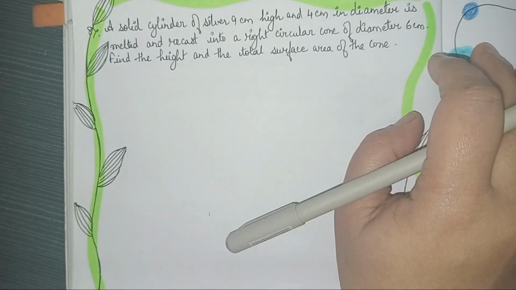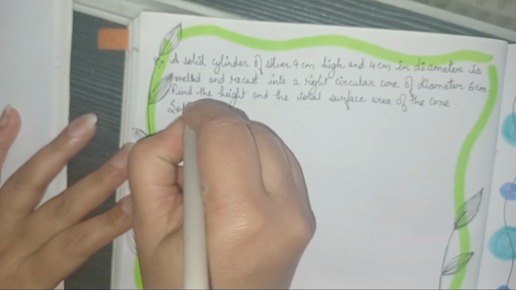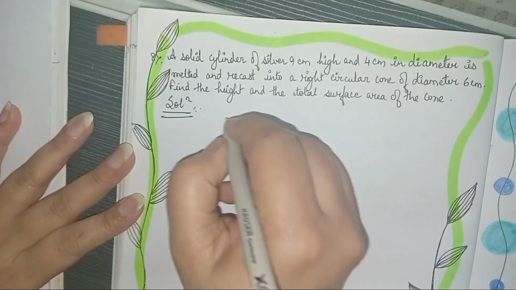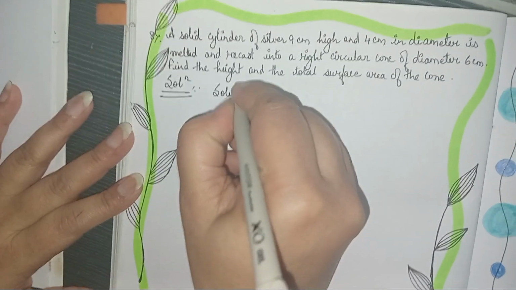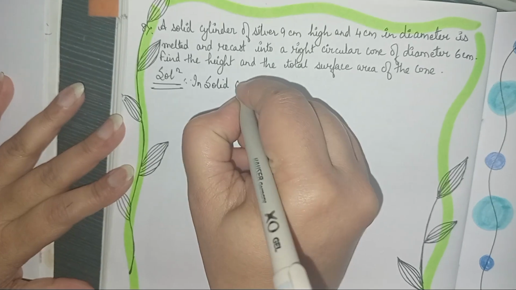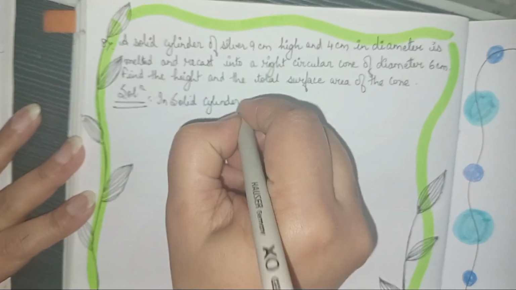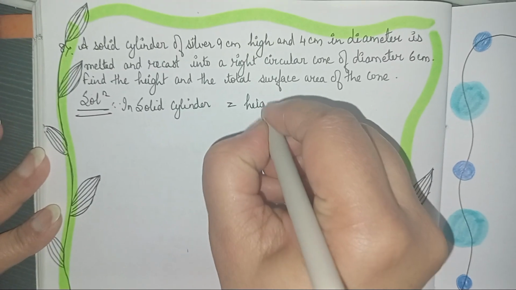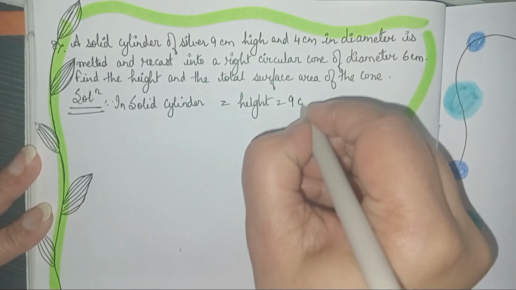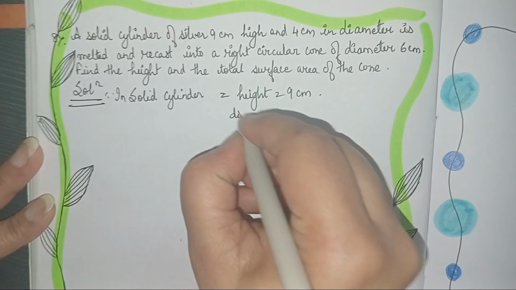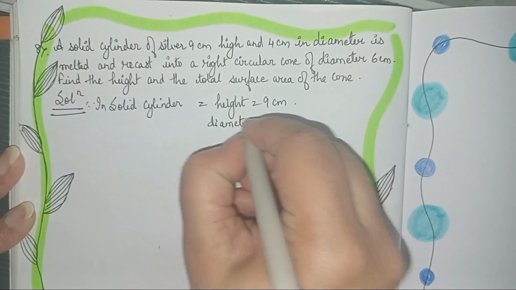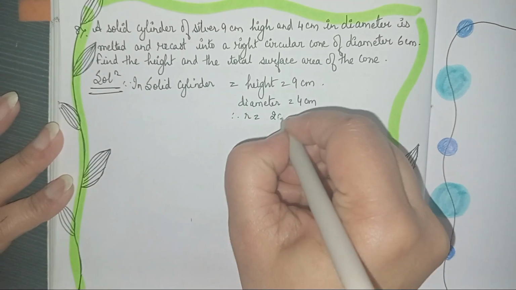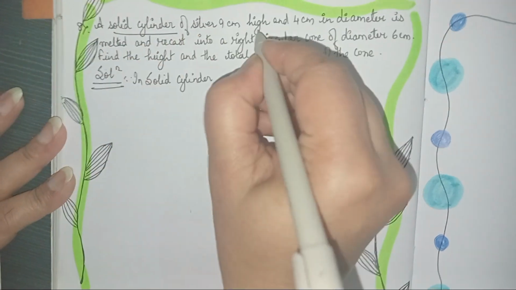The solution. In the previous sums I hadn't written the given, now let's write it. Given: solid cylinder of silver, height is given 9 centimeters, diameter is given as 4 centimeters, therefore radius will be 2 centimeters. This is in the case of the solid cylinder.